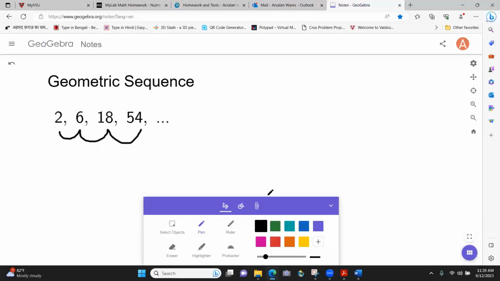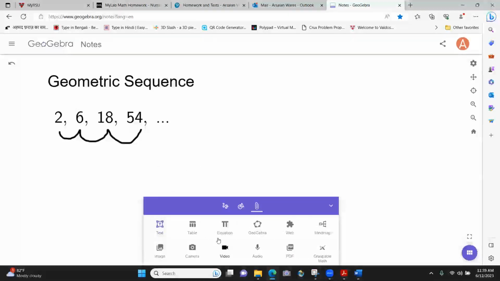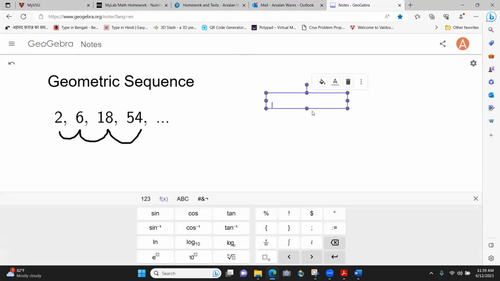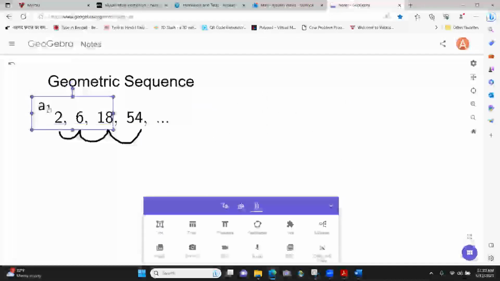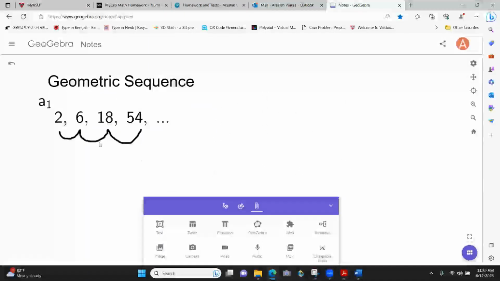So similarly, like we did earlier, the first term is still A1. The second term is A2, A3, A4, and so on and so forth. I'm not going to write all those terms, okay?